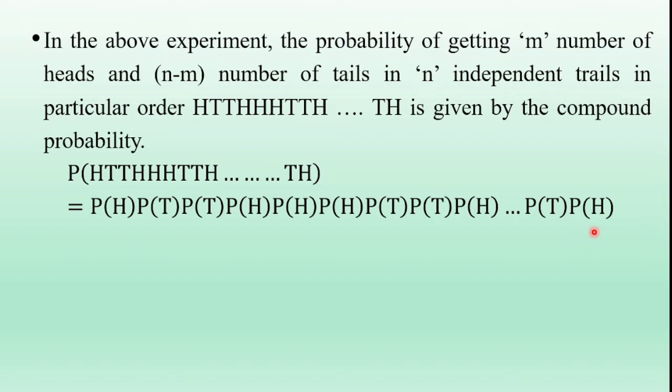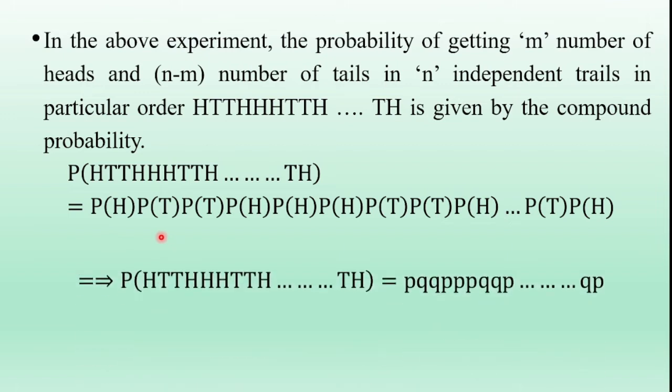In the coin tossing experiment, the success corresponds to the falling of the head, and the probability of the success is denoted by P. Failure corresponds to the falling of the tail, and the probability of the failure is Q. So the probability of head is P and the probability of tail is Q. Therefore, the right-hand side terms are: probability of head is P, probability of tail is Q, probability of tail is Q, probability of head is P, and so on.